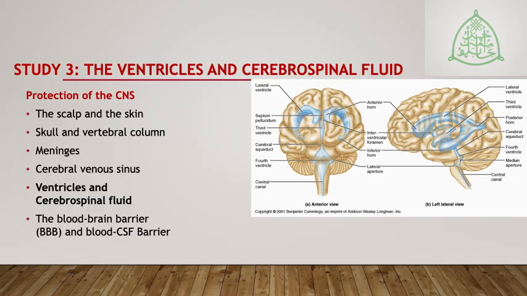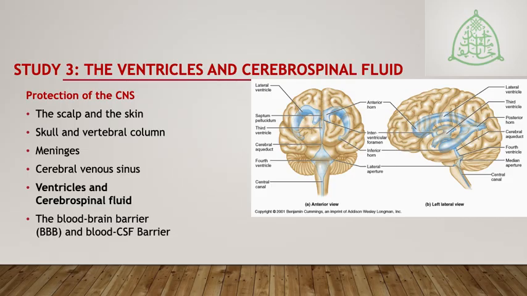So internally we have the cerebrospinal fluid inside the brain, which helps to reduce the weight of the brain, which is referred to as buoyancy. However, outside of the brain, the brain is also covered by a layer called the subarachnoid space, and the cerebrospinal fluid is also located there.